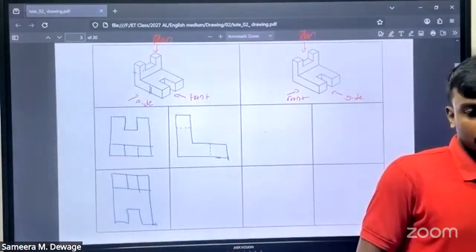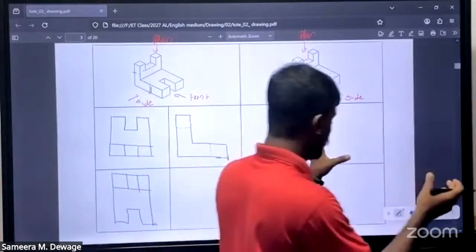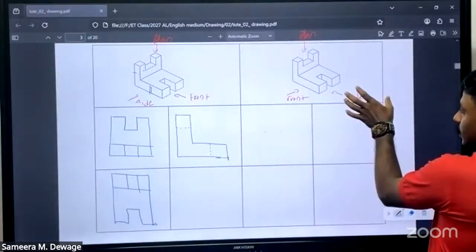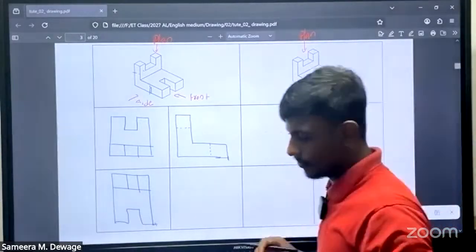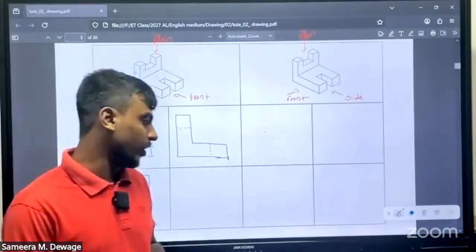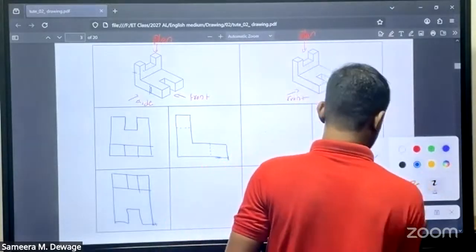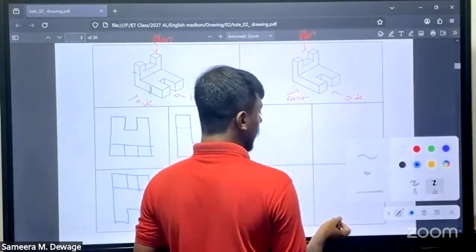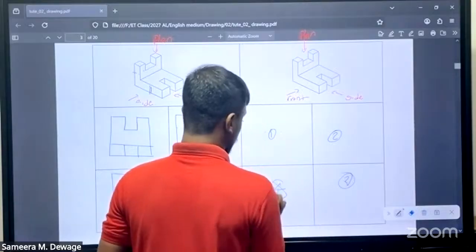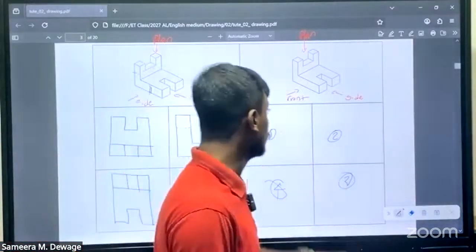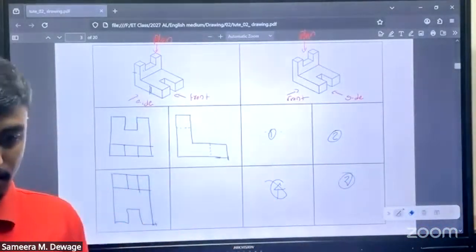Right. So here we change the direction, right? Directions mean we change the front and side views. This is our front view and this is our side view, and the plan view we don't need to change. According to that, can anyone tell me where we need to draw our plan view, or the top view? Here 1 and 2, 3 and 4. Can anyone tell me where we need to draw the plan view or top view? Please, I need a quick answer.